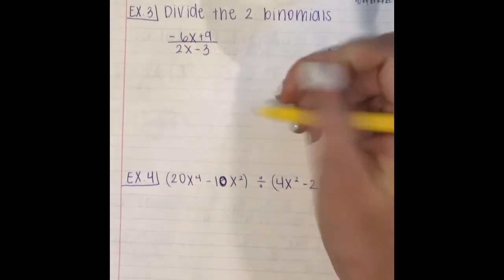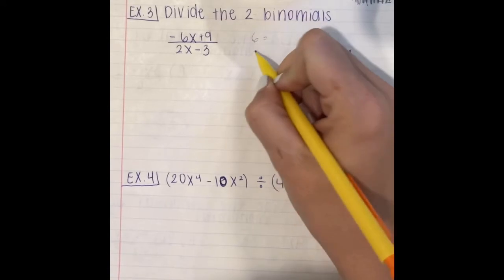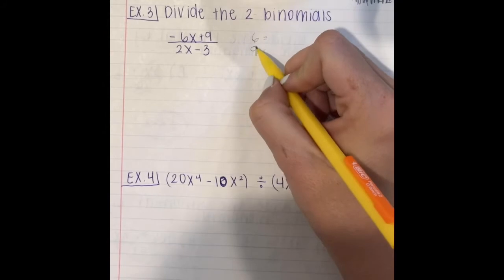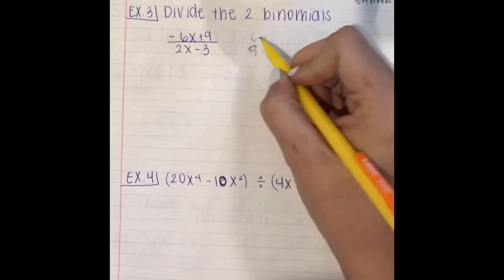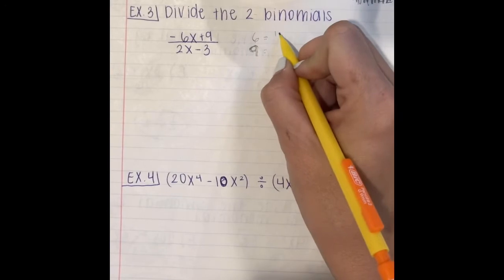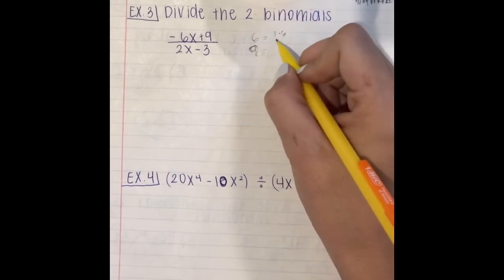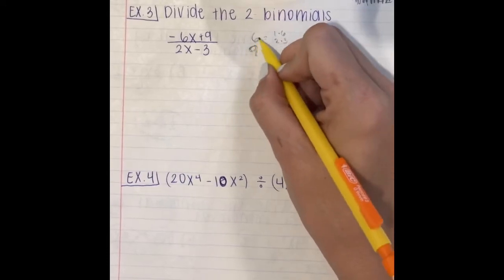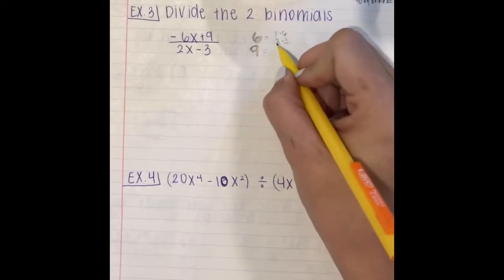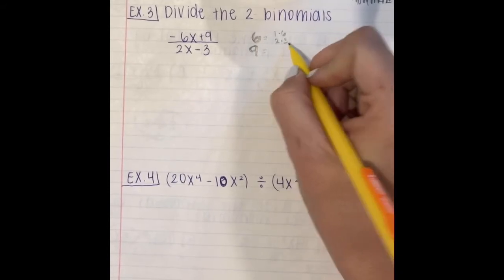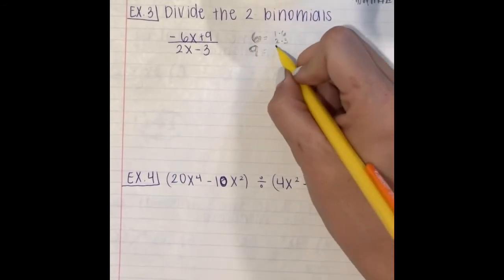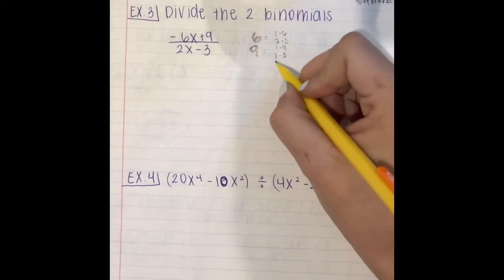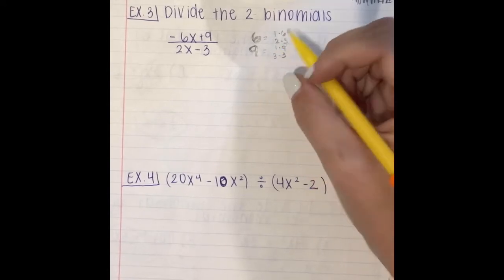Let's see, if I were to look at 6, the factors of 6 are the things that 6 can be broken down into, or things that will multiply to give me 6. So 1 times 6 equals 6, and then 2 times 3 equals 6. These are the factors of 6. Then for 9, the things that will multiply to give you 9 are 1 times 9 and 3 times 3. So these are the factors of 9.